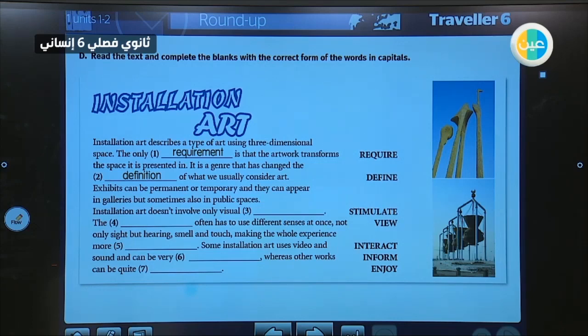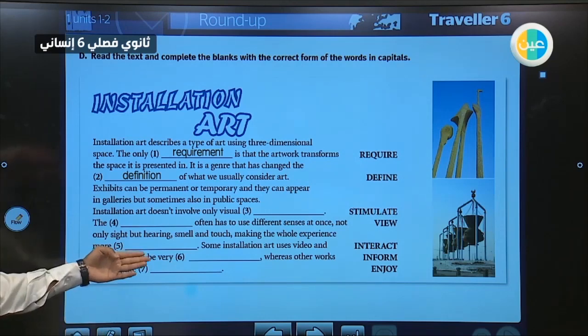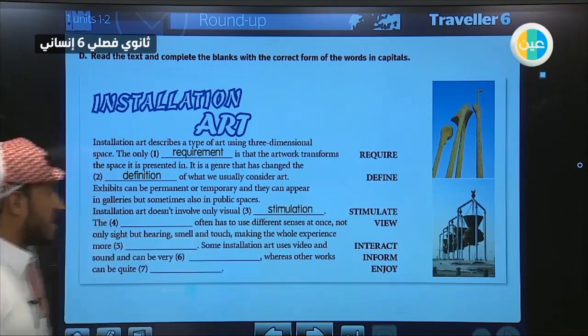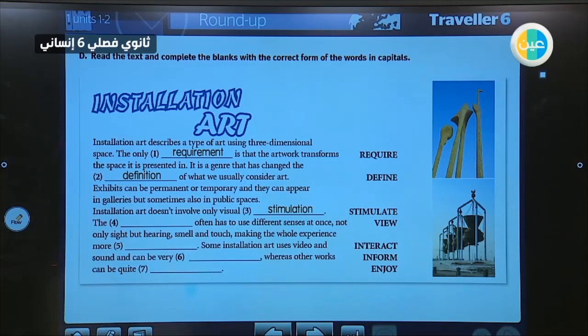Exhibits can be permanent or temporary, and they can appear in galleries but sometimes also in public spaces. Installation art doesn't involve only visual stimulation. Stimulate means to provoke or encourage. Visual stimulation.